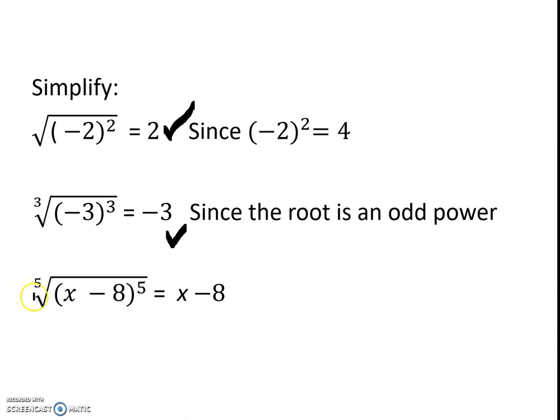The next one is the 5th root of the quantity x minus 8 to the 5th. Well, the 5th powers kind of cancel each other out, so we're left with just the stuff on the inside, which is x minus 8.